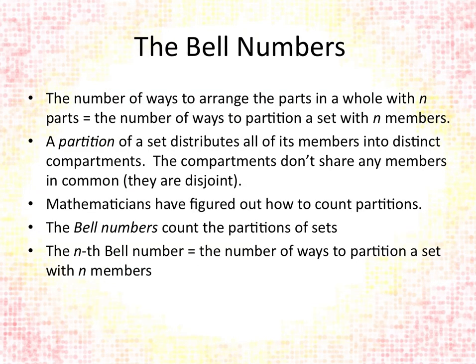And this leads us to the Bell numbers. The Bell number, the number of ways to arrange the parts in a whole with n parts, is the number of ways to partition a set with n members. A partition of a set distributes all of its members into distinct compartments. The compartments don't share any members in common. They're disjoint. How do we count partitions? The Bell numbers count the partitions of sets. The nth Bell number is the number of ways to partition a set with n members.